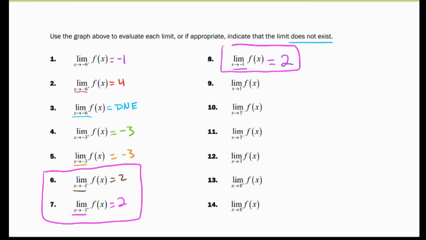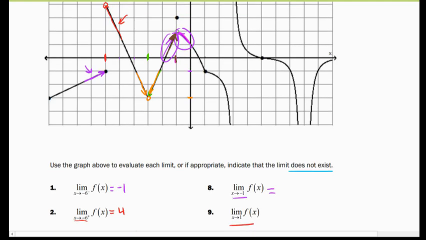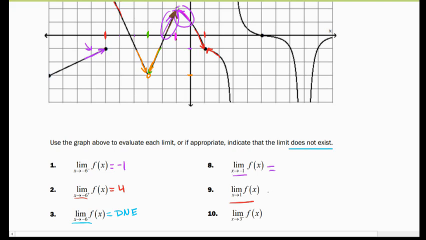All right, next one we got as x approaches +1, what's our limit? So +1 here, we see that the left side is approaching -1. We see that the right side is approaching -1. So my limit as x approaches +1 is equal to -1.